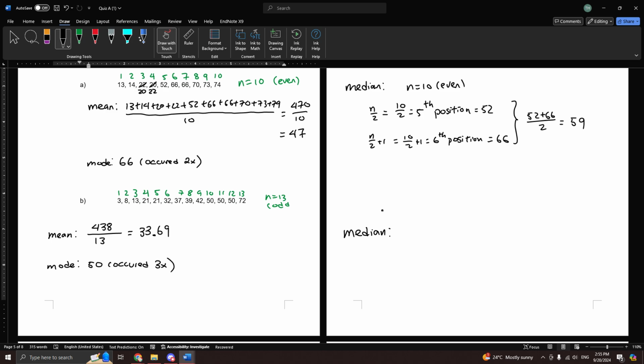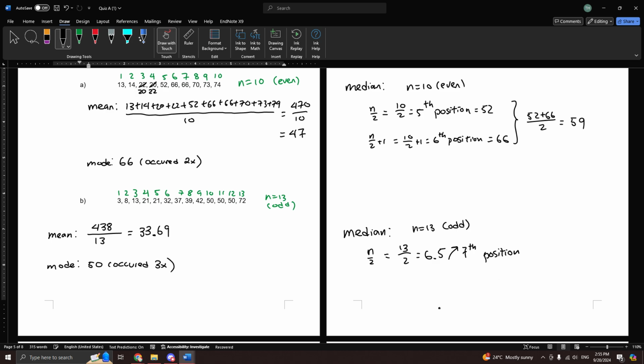Now, we look at the median, right? Whenever looking for median, we like odd amounts of numbers, because in this case, we don't have to do the whole n over 2 and then n over 2 plus 1. We just need the n over 2 thing, okay? In this case, my n is 13. It is odd, so this gives me 13 over 2, which is 6.5. We can't have the 6.5th position, right? So we're going to round this up to the 7th position, okay?